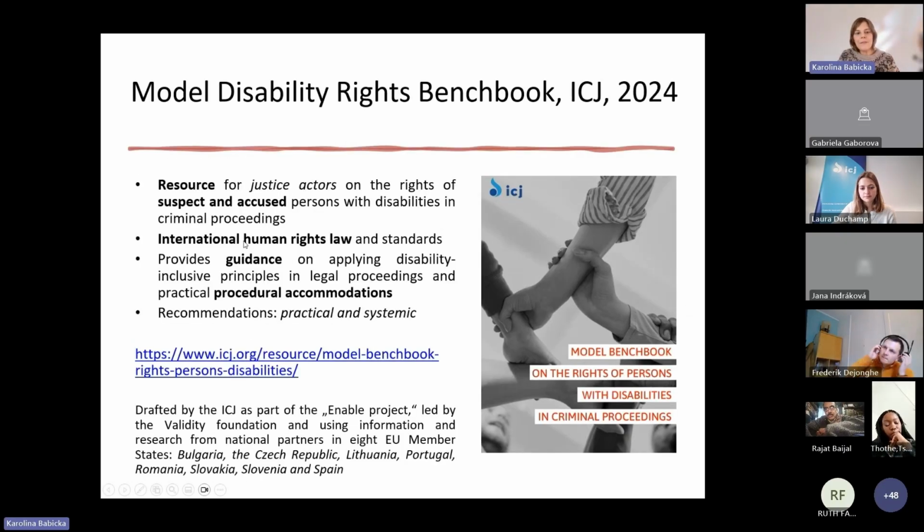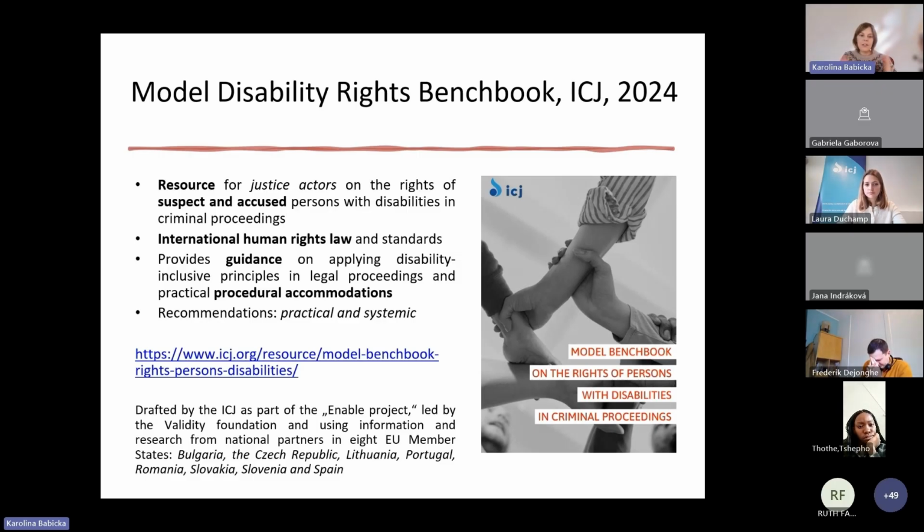It is a first benchbook of its kind across the EU, really covering both EU and international human rights standards, aiming to serve as a resource for justice actors on the rights of suspects and accused persons with disabilities in criminal proceedings. It provides a general overview of international human rights law and standards, guidance on applying disability-inclusive principles in legal proceedings, and especially procedural accommodations.